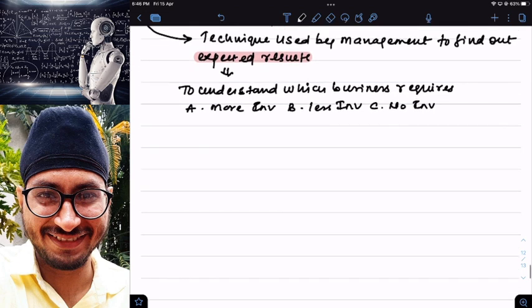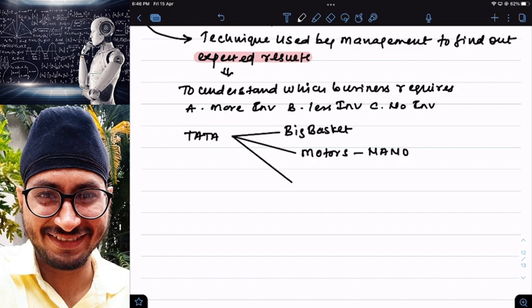Let us take Tata only. Here I will give you three options. Tata recently acquired Big Basket, right? I hope you all know about this. Then Tata Motors is there. In Tata Motors, the Tata Nano product. And then we have Tata Consultancy Services, TCS. Now tell me which business of Tata according to you is not giving profits to Tata? Which product of Tata according to you is running into losses? Tata Motors' product, Tata Nano.